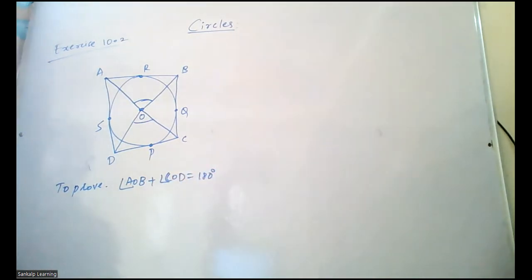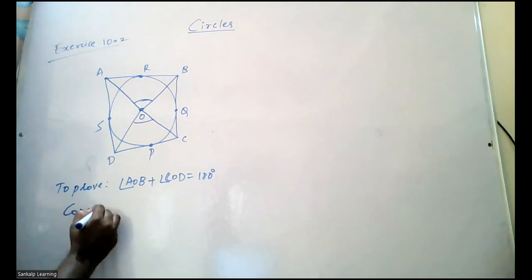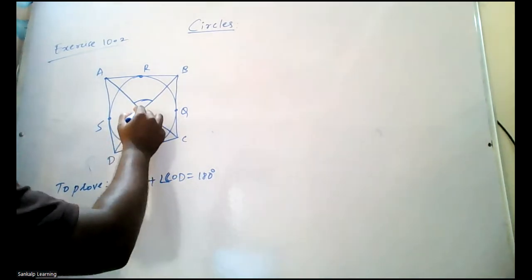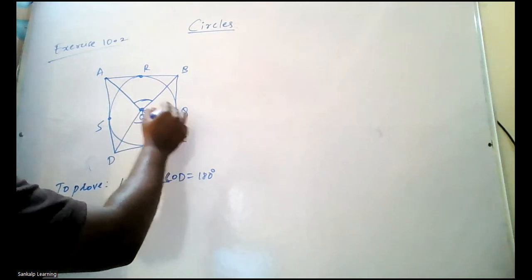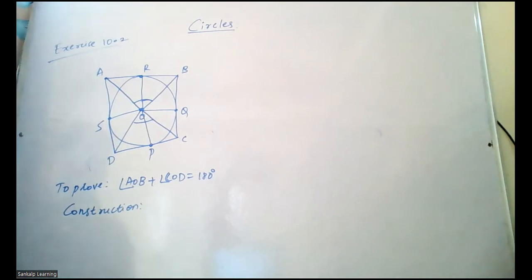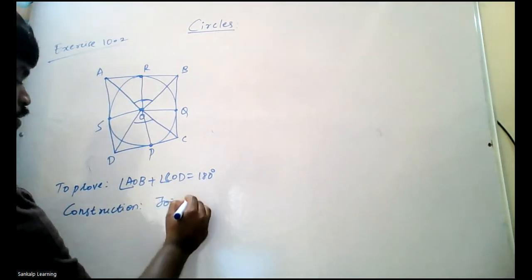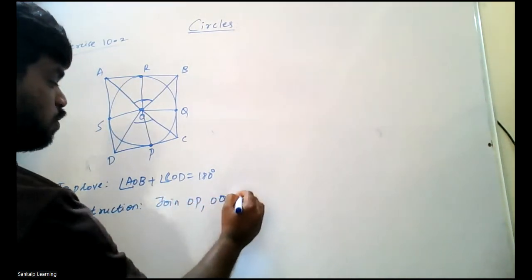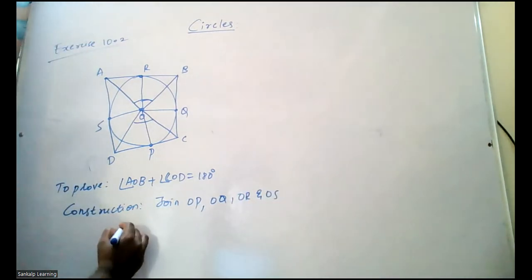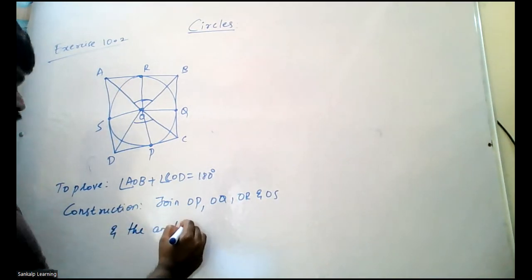Okay, let me make a small construction. What is the construction? Join OP, OQ, OR, OS. Okay, join OP, OQ, OR and OS. Okay, and the angles are numbered.